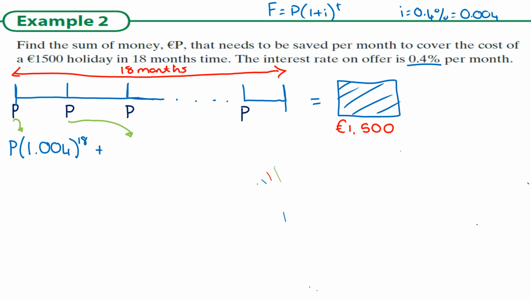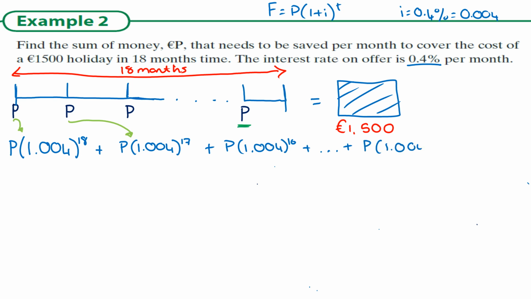Then this one. The next piece is going to be invested, but because we put it in a month later, it's only going to be invested for 17 months. And then the next one for 16 months. And so on, until our final P, this one here, is just invested for a single month. But when I add all those together, I should get 1,500. So that's going to tell me how much I need to save.